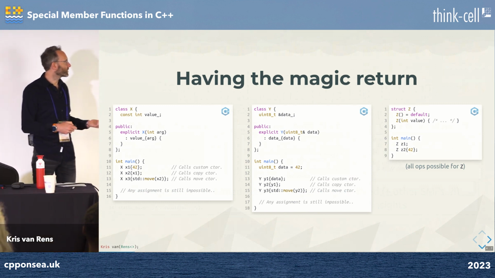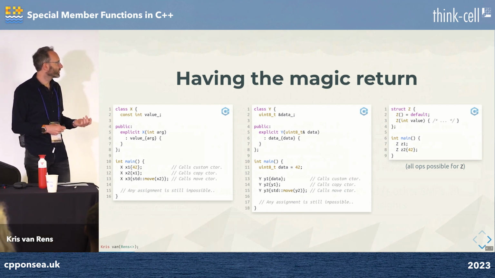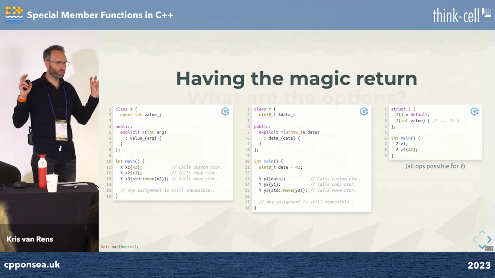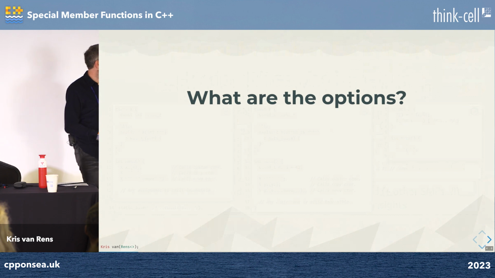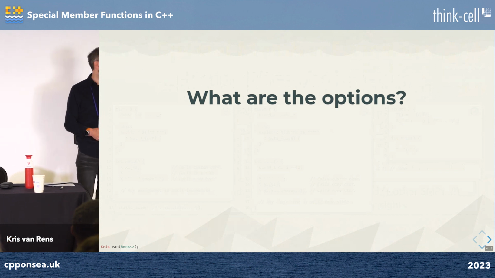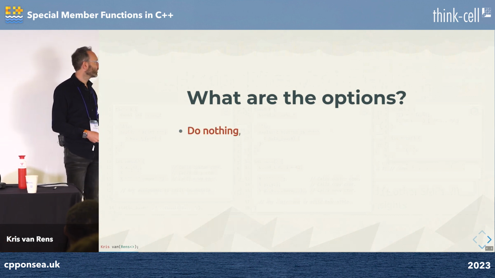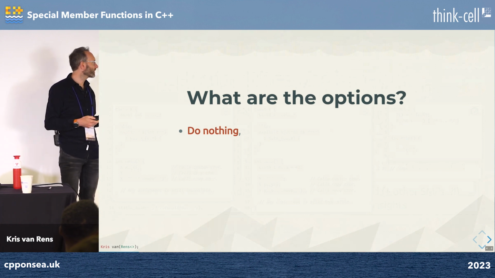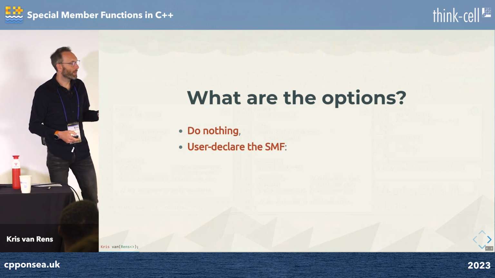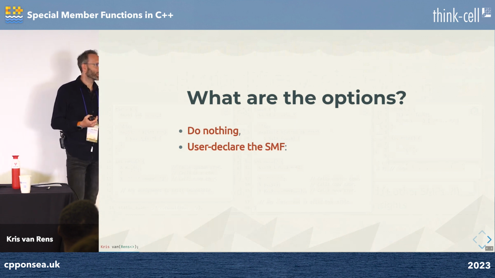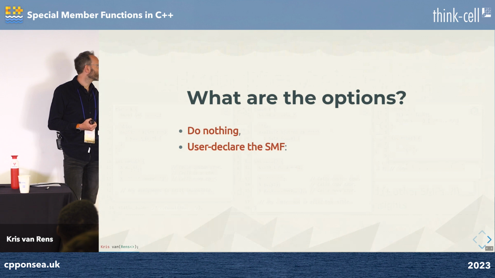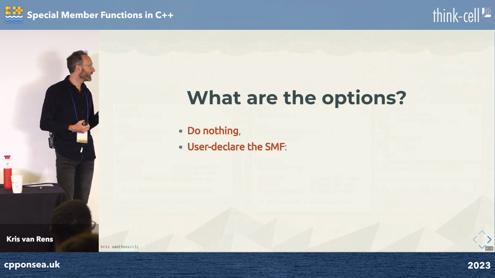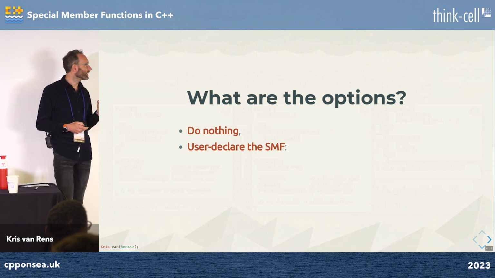Right, now what are the options for us if we want to fix a class for which we don't have the compiler-defined implementations? In general, there's only two options. We can either do nothing and have the compiler generate it for us, but then that must be possible, of course. Or we user declare the special member function. And that is possible in three different ways, and they all count as user declared.